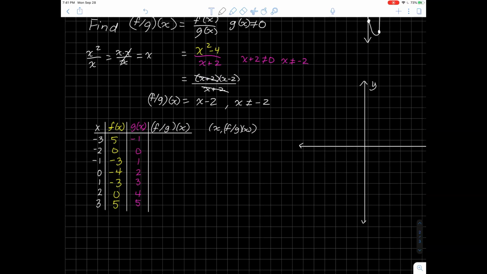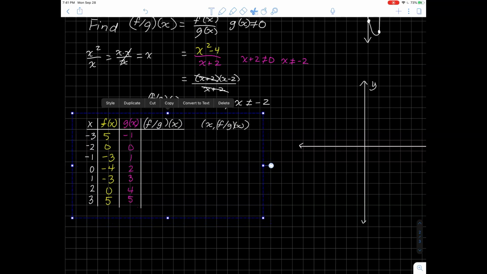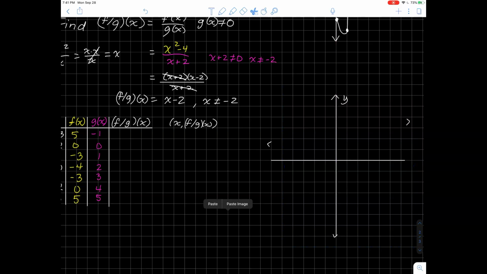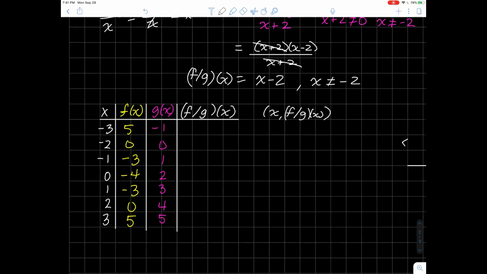All right, so let's go through our table of values here. I'm just going to clean it up a little bit because it's not lined up the way I like. I'm going to clean this up as well so that it's just on an intersection. Okay, so back to here. What we're going to be doing is dividing the f of x by the g of x. So we're going to be doing 5 divided by negative 1, which is negative 5, right? And so our point here would be at negative 3, negative 5.